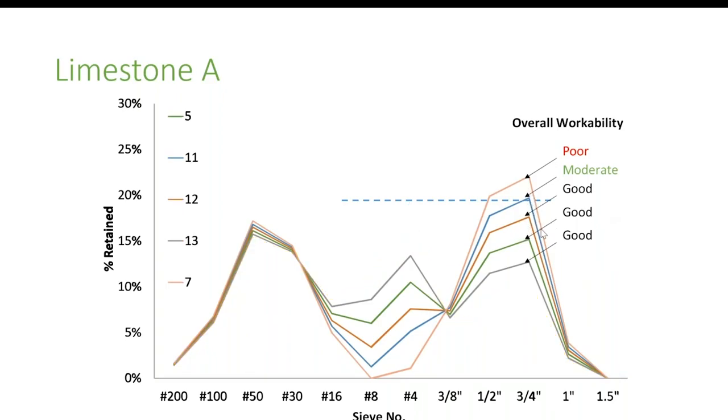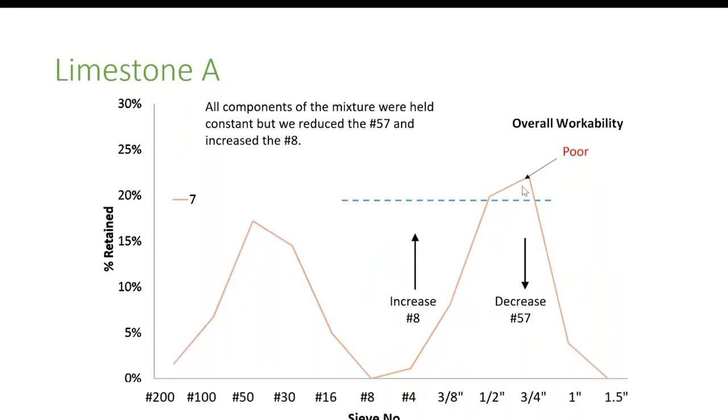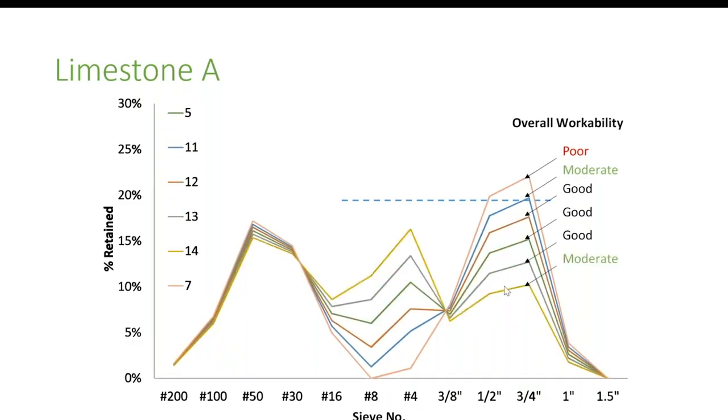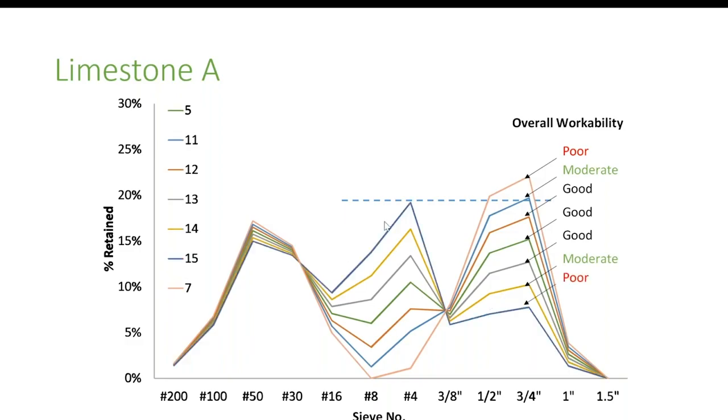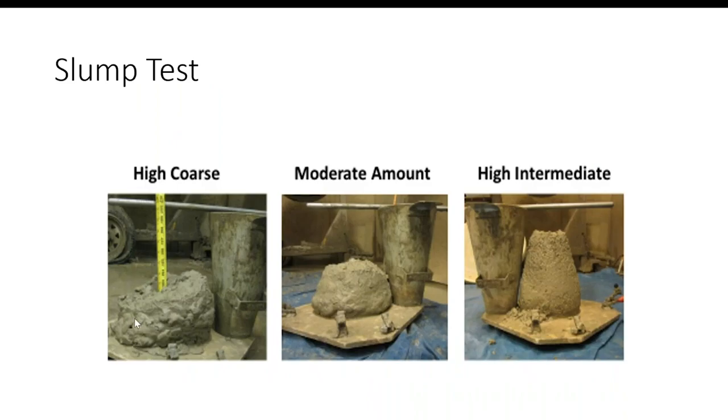As you can see here, just to show this again. We started out, if I had too much of this, not good. I'm going to drop it down a little bit, increase this up. It got better. Now it's even better. It's still good. Now it's getting moderate again. And then it got poor when this got too high. Poor again. And let's look at the slump values.